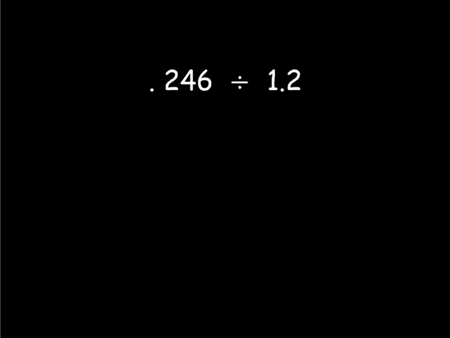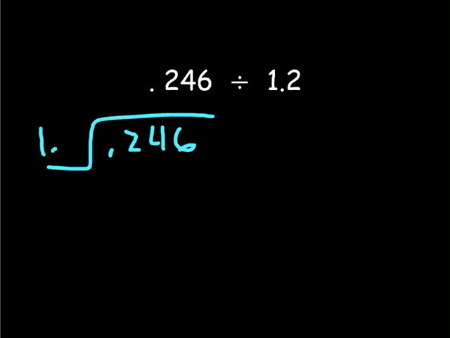Dividing decimals. When you're dividing decimals, you can set it up just like a long division problem. This one would be 246 thousandths divided by 1 2/10.